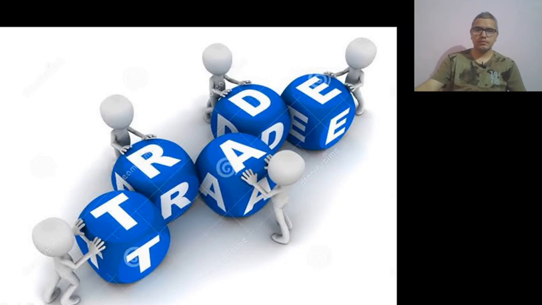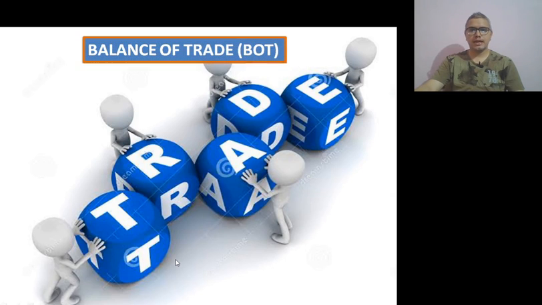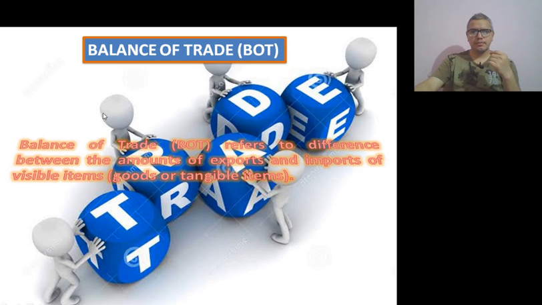Let us now come to today's topic, that is balance of trade. So what do we mean by balance of trade? Let us see the definition. Balance of trade refers to the difference between the value of exports and imports of visible items, that is goods or tangible items. So balance of trade means the difference between the monetary value of exports and the monetary value of imports of only visible items. Visible items means merchandise or the tangible goods that we can purchase, that we can touch or that we can transfer from one place to another place.